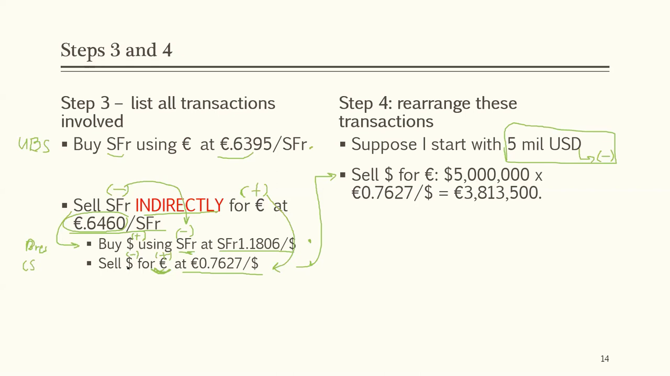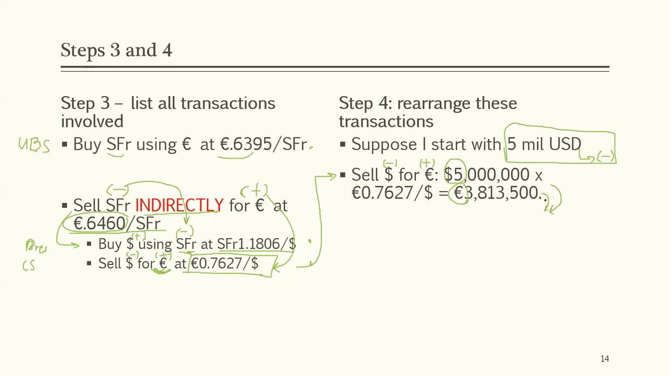So I'll be selling the dollar for the euro at this rate from Credit Suisse. From 5 million USD, if I convert it into the euro, I will take 5 million USD times the price of each USD in the euro. So after the first transaction is done, I have sold my USD and I have acquired the euro, so that for my second transaction, I will need to use the euro to buy another currency.